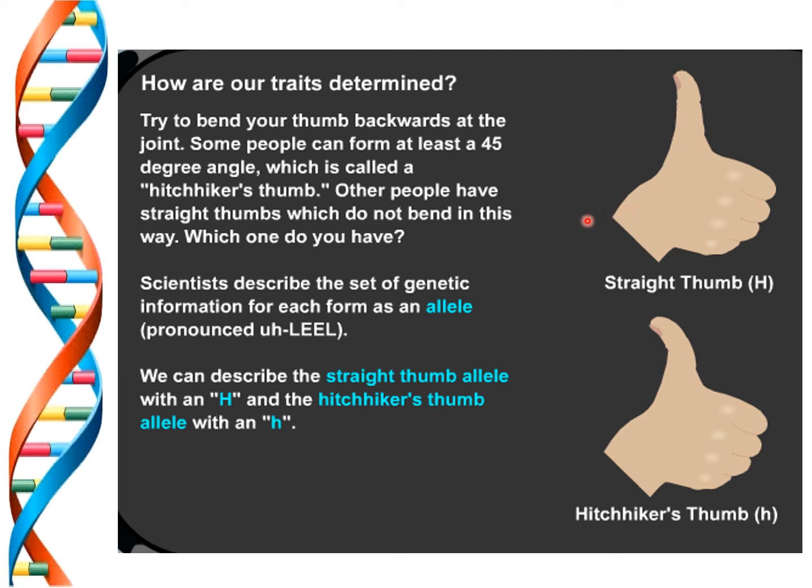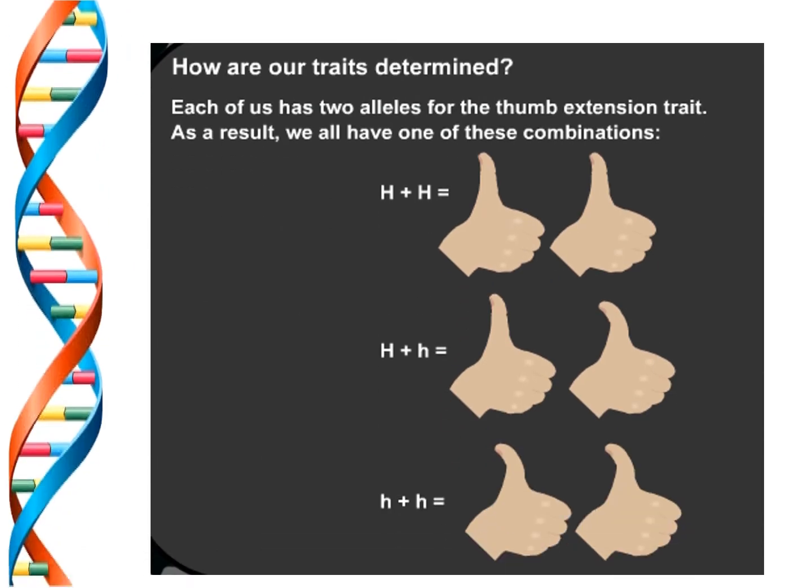Scientists describe the set of genetic information for each form as an allele, pronounced allele. We can describe the straight thumb allele with a capital H, and the allele for the hitchhiker's thumb with a lowercase h. If we look at these traits together, how are they determined? Remembering that you contain two sets of genes, one from your mother and one from your father, these two alleles together would determine your genotype for the trait of thumb structure, and then in turn determine the phenotype of what you see.